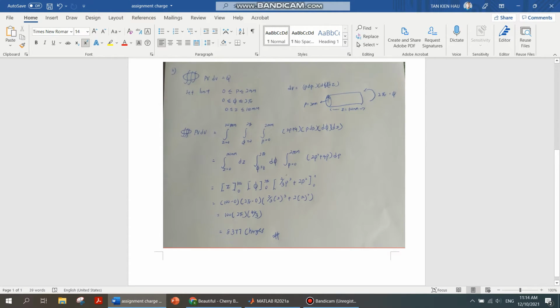So we integrate separately. Integrating dz, we will get z; integrating d phi, we will get pi; and integrating 2 rho squared plus 4 rho d rho, we will get 2 over 3 rho cubed plus 2 rho squared. After that we insert the limit of the integration, each limit entered separately according to the term, and then we multiply the answers. In the end we will get the answer as 377 charges.